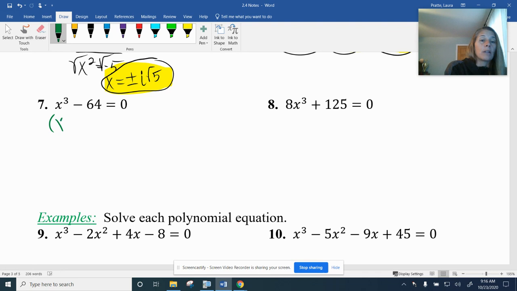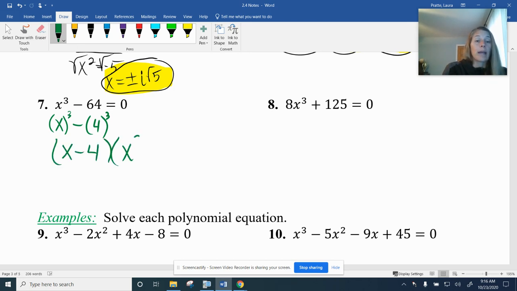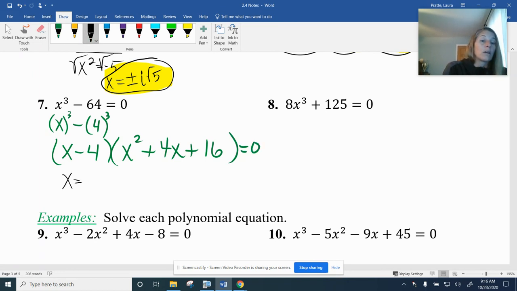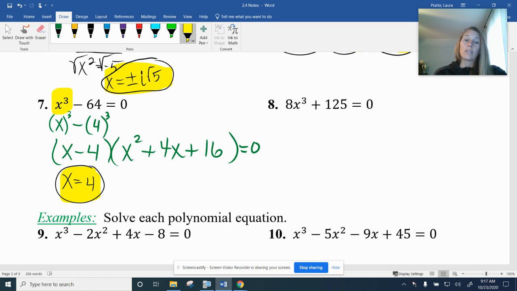So first thing I know is my roots here are x and 4. Those were initially the 2 things being cubed. So my first parenthesis is x minus 4. And my second one will be x squared plus 4 times x, which is 4x, plus 4 squared, which is 16. Now I know the x minus 4 is going to be a solution of 4, and that's my 1 real solution that I can find, but I know there's 3 solutions here.